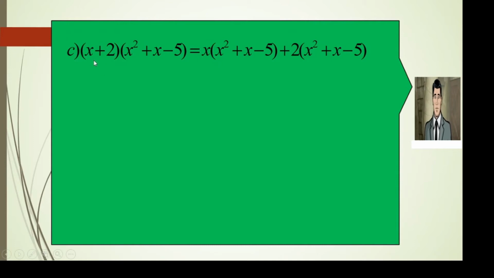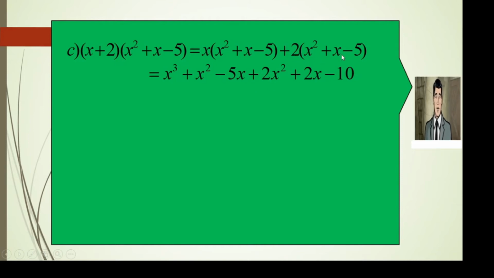Letter C, the quantity of x plus 2 times the quantity of x squared plus x minus 5. So multiply all elements in the first quantity. It becomes x times the second quantity, x times the quantity of x squared plus x minus 5, and 2 times this quantity, positive 2 times x squared plus x minus 5. Then distribute variable x inside this quantity. So x times x squared, add the exponent, it becomes x cubed. Then x times x, add the exponent, becomes x squared. Then x times negative 5 becomes negative 5x.